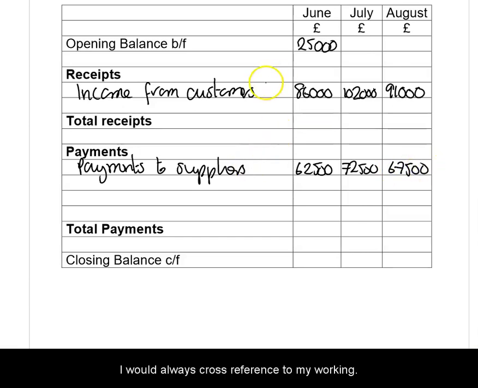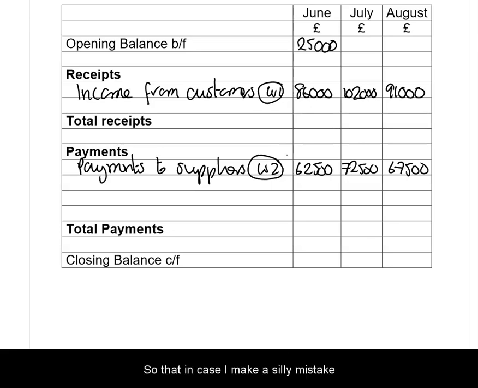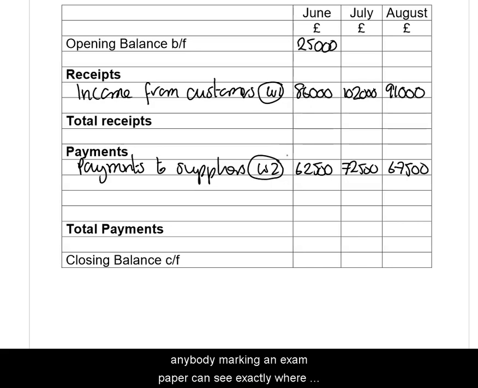And I would always cross-reference to my workings so that the examiner can see where my figures came from. Every time I create a new figure, I need to have a working, so that in case I make any silly mistakes, anybody marking an exam paper can see exactly where those figures came from and what sort of mistake it was. Was it just an arithmetic mistake, or was it an error of understanding? Those are the two main calculations I need to do for this cash budget.